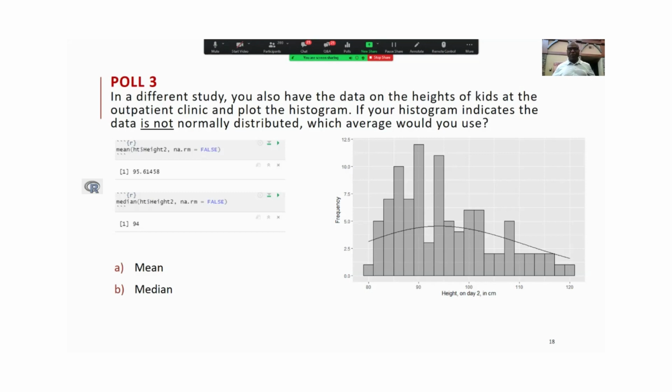Because if you look at the question, it says it is not normally distributed. When you have data that is not normally distributed, generally speaking, the median is likely to be a better measure. What that means is that there are outliers in this data set, and those outliers would pull your mean figure towards them. That mean figure would not represent most of the population.